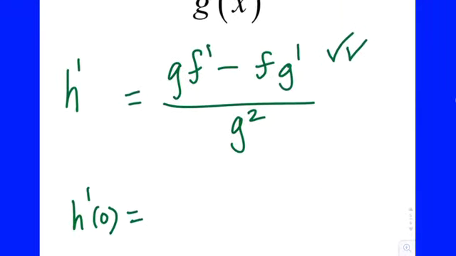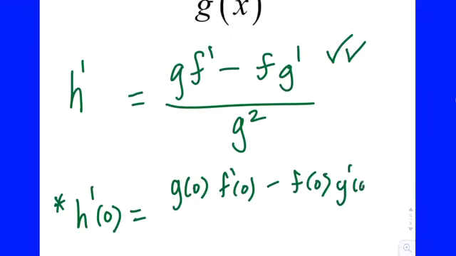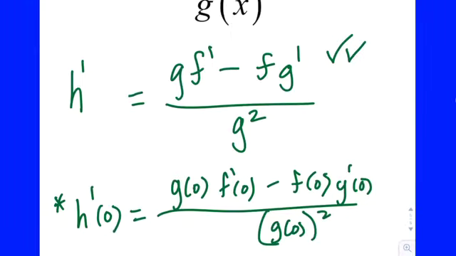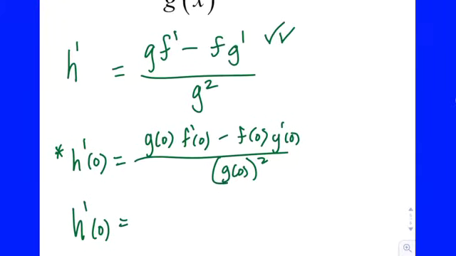Now, if you want, let me put this as an asterisk line. You could say that's g of 0 times f prime of 0 minus f of 0 times g prime of 0, all over g of 0 squared. You could do that, or what else could you do? That's a lot of writing. You could go straight to the plug-in. If you put h prime of 0, you can actually get straight from here to here, okay?